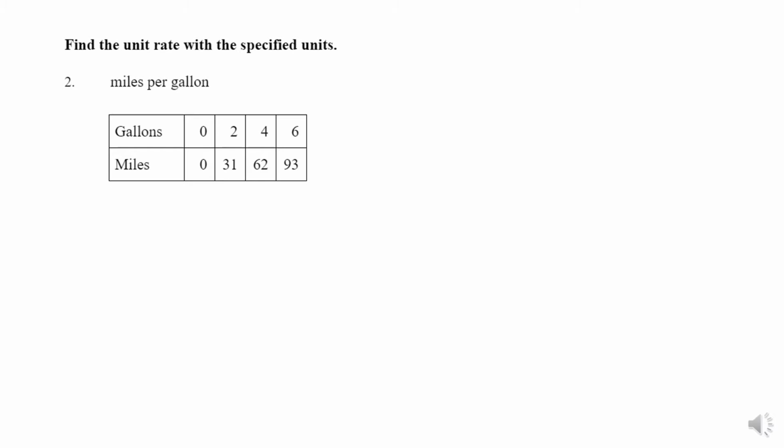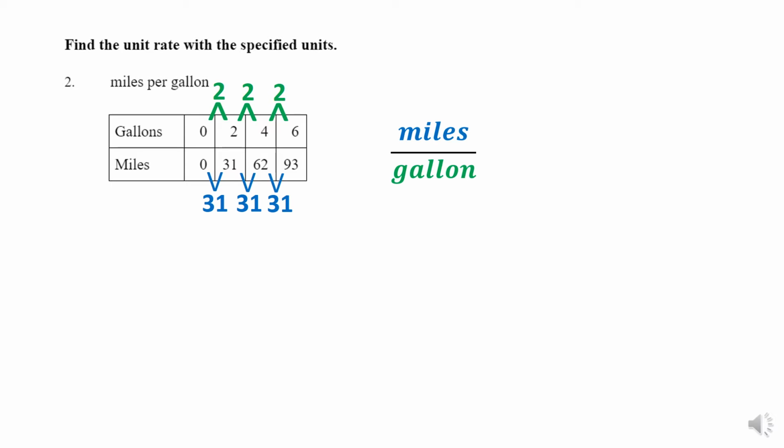All right, find the unit rate with the specified units. Unit rate meaning the fraction is going to have a 1 on the bottom. Miles per gallon. To find that, we need to find how much each is increasing on this table. The gallons are going up by 2 every time. The miles are going up by 31 every time.